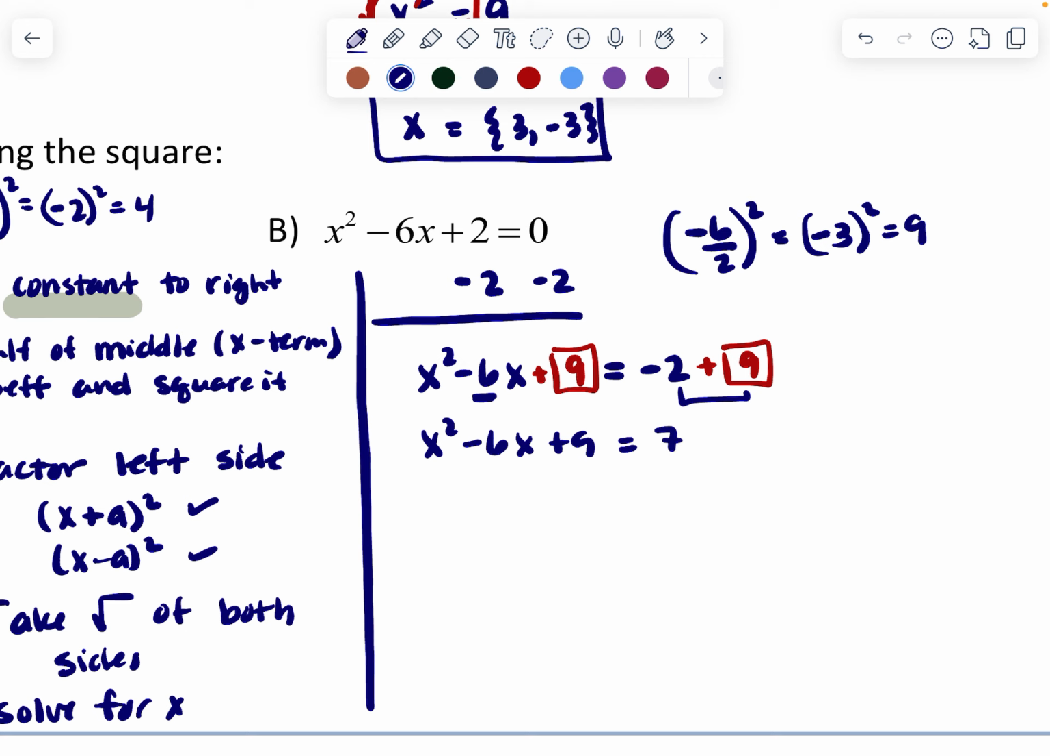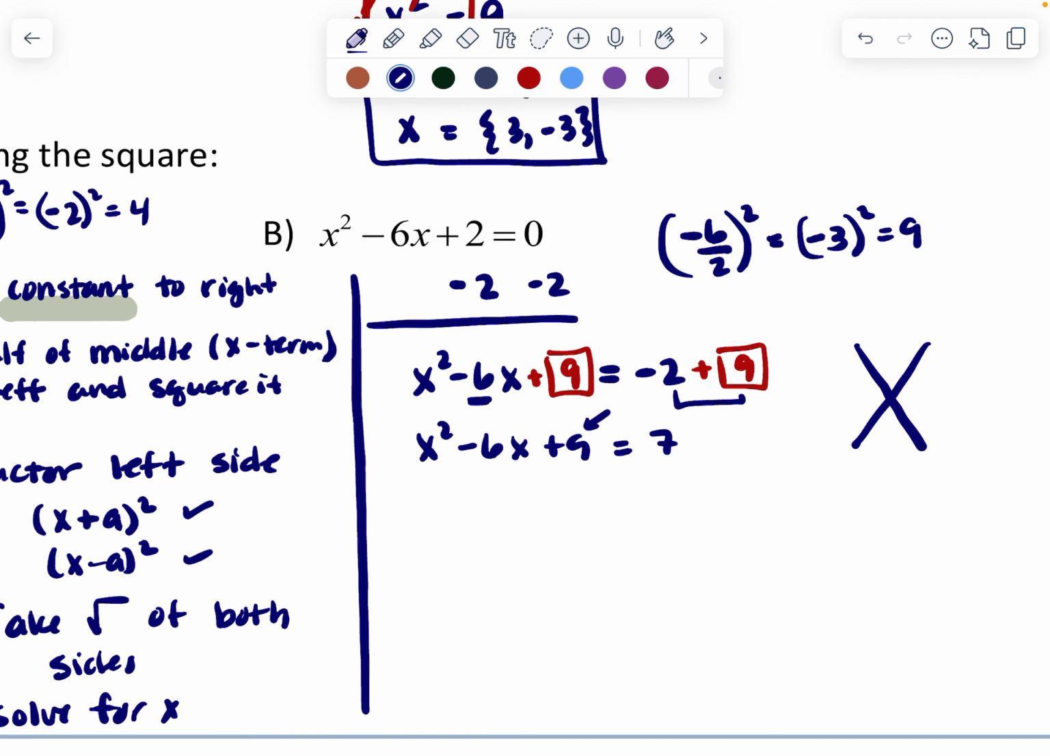Step number 3 is to factor the left-hand side. So I need 2 numbers that multiply to give me 9 and add to give me negative 6, which is negative 3 and negative 3. Again, these numbers better be the same. If they're not, you completed the square wrong. So this is going to factor to x minus 3 times x minus 3, or a shorter way to write that is x minus 3 squared equals 7.